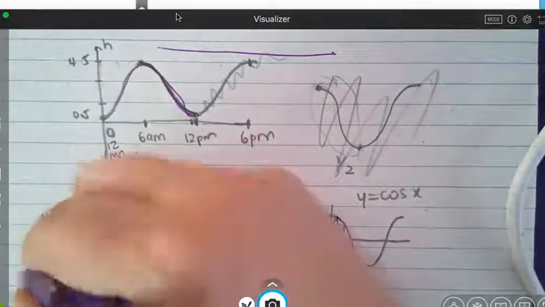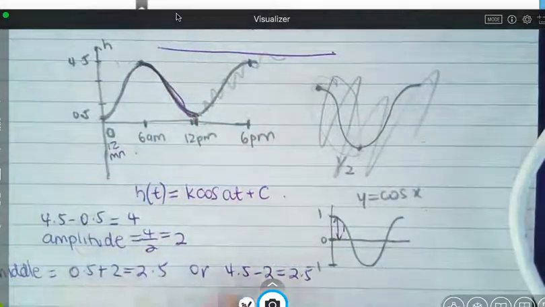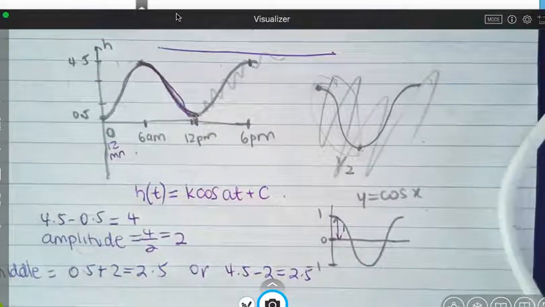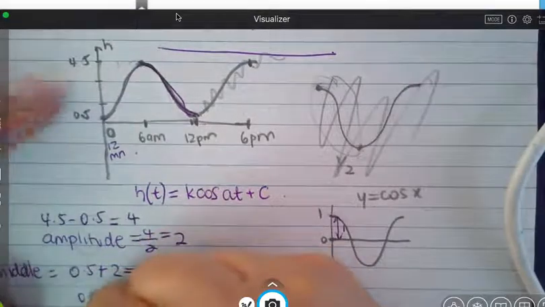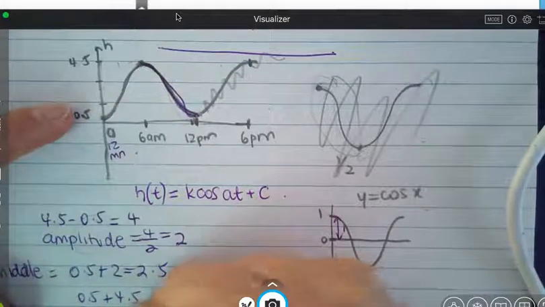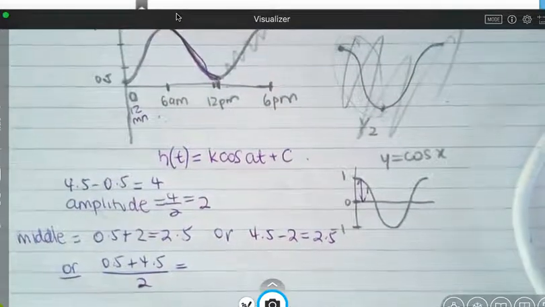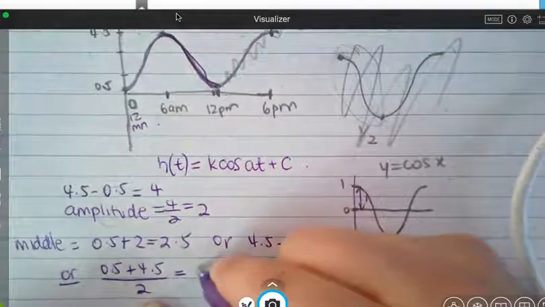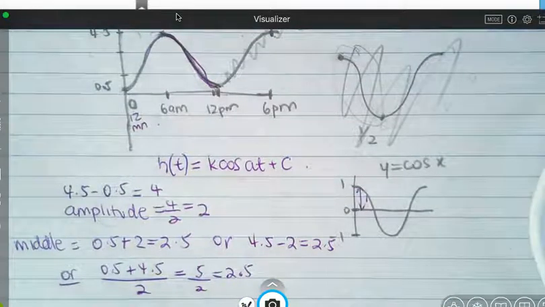The way you could work out the midpoint, the middle of the graph, is to either add the 2 to the bottom or subtract it from the top. There is another way of working it out. If I said to you, what's the average between the numbers 2 and 7? How do you work out the average of 2 and 7? You add them together and divide by 2. The other way to find the midpoint is to do 0.5 plus 4.5 divided by 2. That is the other way to find the center of that curve. All right? And you get 5 over 2, which is 2.5. So there's 3 ways to find where the center of that graph is.